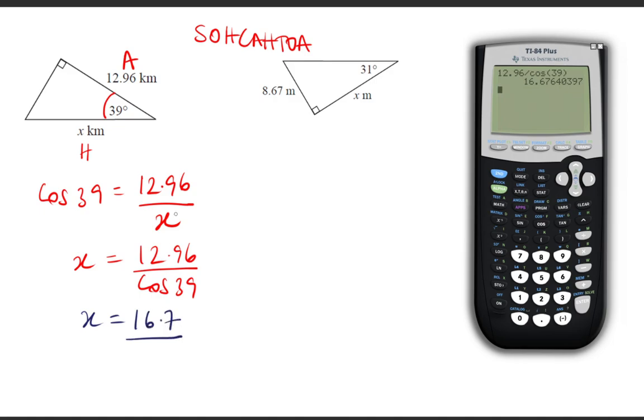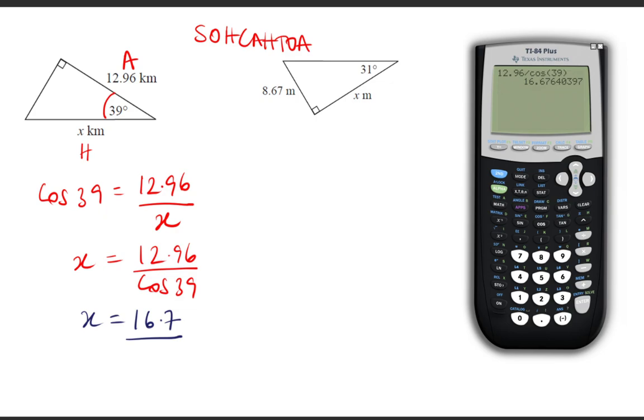And notice we were expecting the x to be longer than this side, obviously. So if we made a mistake and you got an answer less than 12, you know you've made a mistake because the longest side obviously has to be bigger than the other sides. Okay, let's do one more like that.